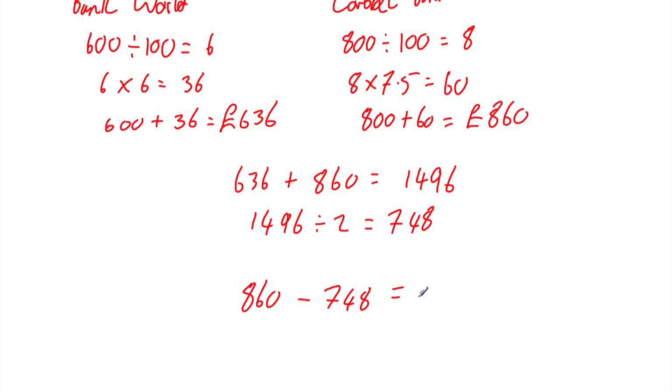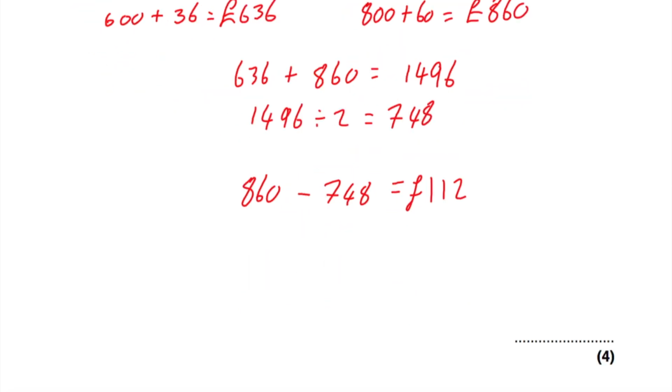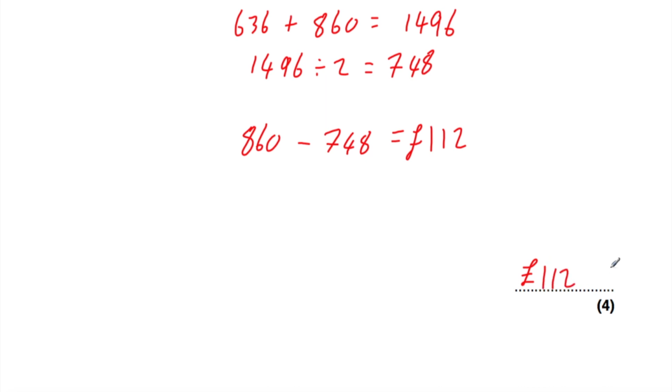And if we do that subtraction, we're going to get that's equal to £112. So that means that Darren should take £112 out of the Corporate Bank account, and that would mean he'd be left with £748. And if he added £112 into his Bankworld account, that would be equal to £748 as well. So the answer would be £112, and that's it.